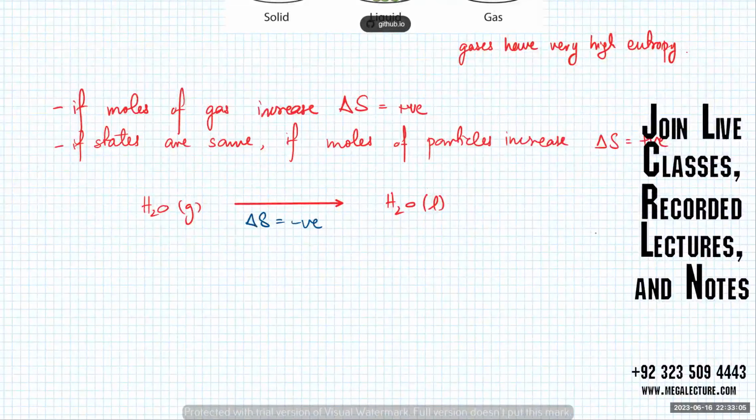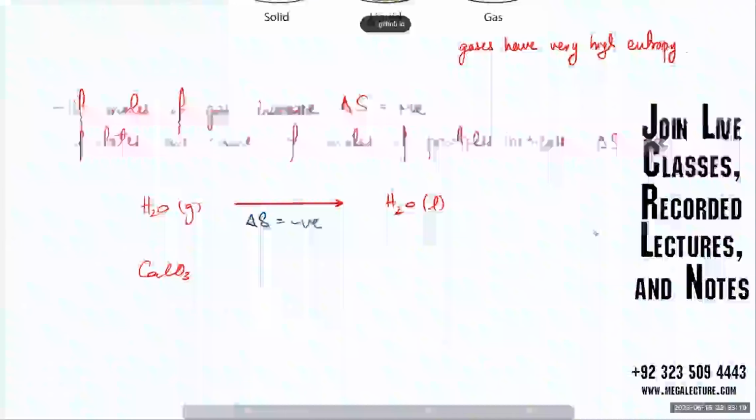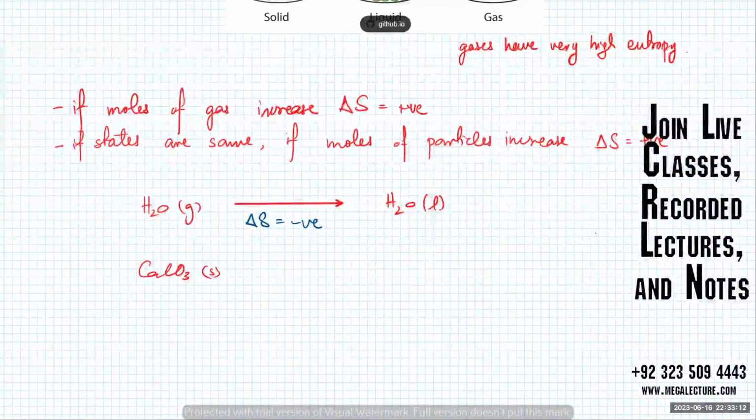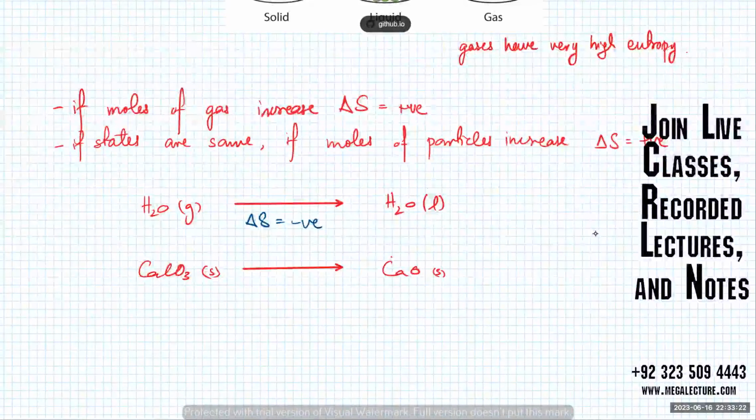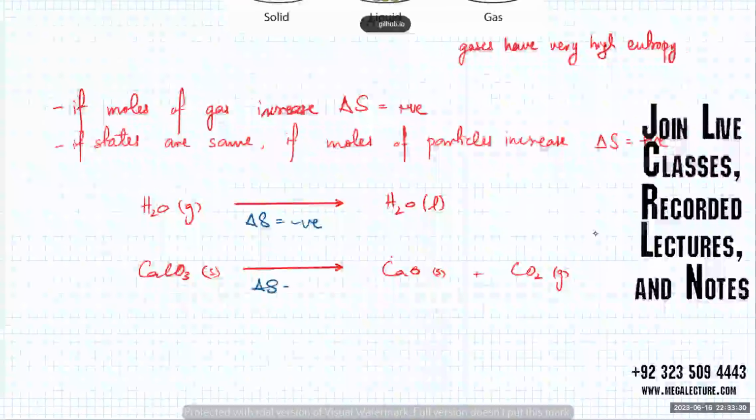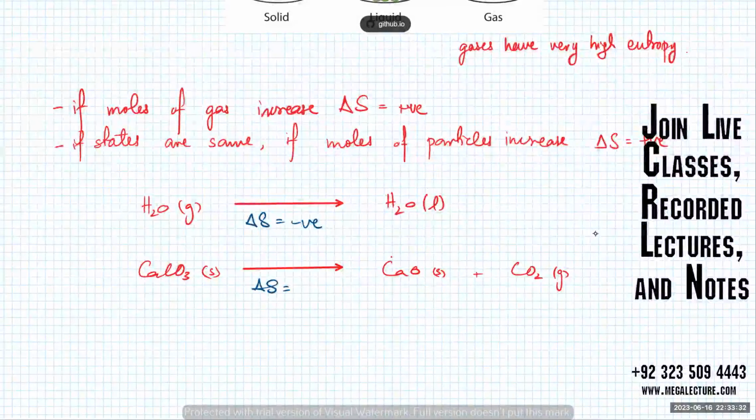So then you have calcium carbonate solid, and it decomposes. So it becomes calcium oxide solid, plus gives off carbon dioxide gas. So what is delta S? Positive. Okay, that's a gain of disorder, that's positive.